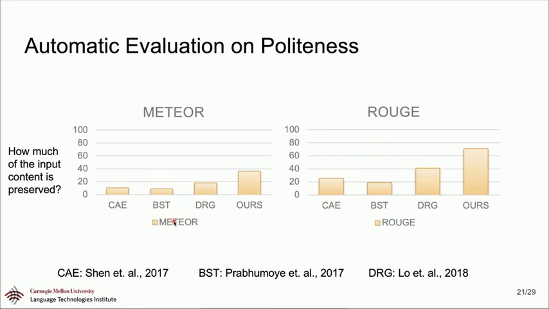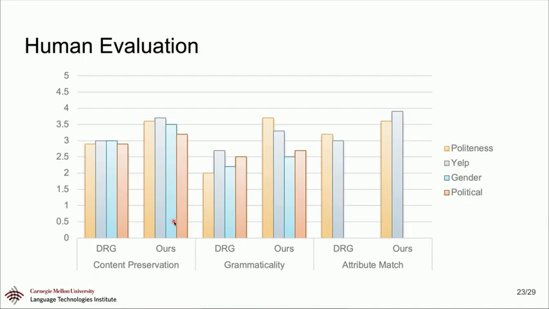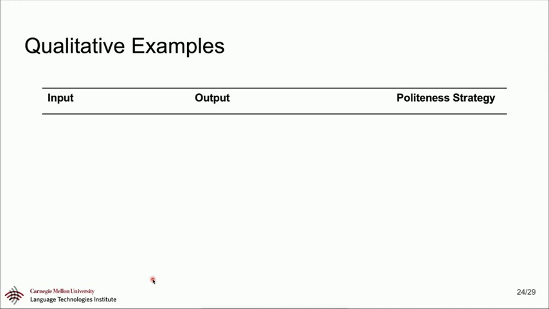We also evaluate our system on two more content preservation metrics, METEOR and ROUGE, and for both these metrics, our system outperforms all the baselines. We do have results on other datasets like Yelp reviews, political slants, Amazon reviews, captions, and gender in the paper. We performed human evaluation as well on three different metrics: content preservation, grammaticality, and attribute match. As we can see, our system outperforms the next best system, DRG, on all these three metrics. We note that we did not perform human evaluation for attribute match on gender and political datasets because these judgments are prone to personal biases.